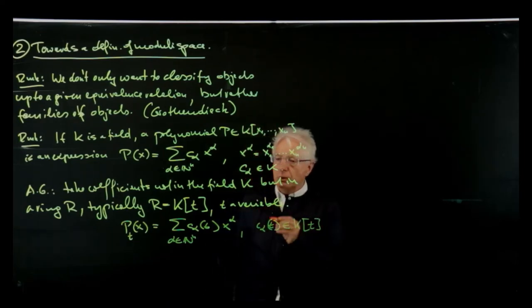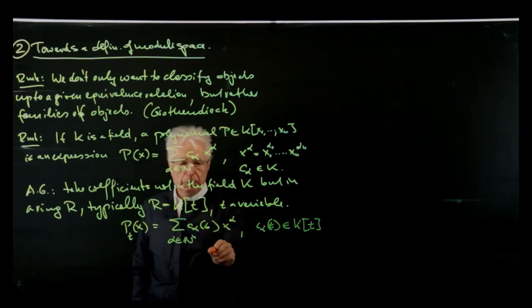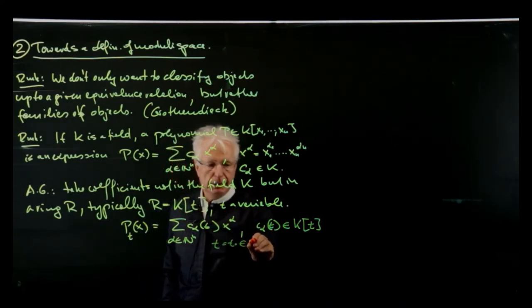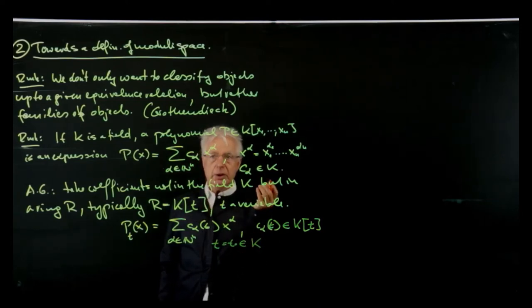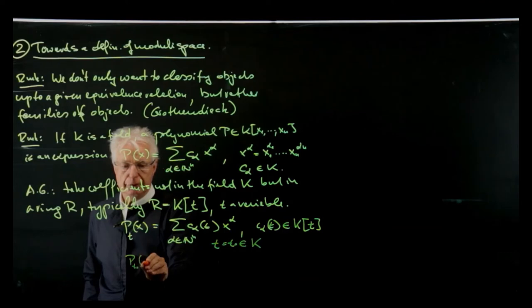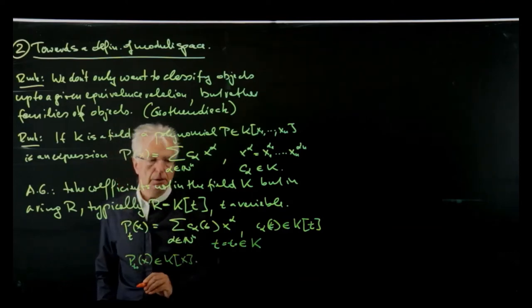So this is now already a family in the sense of Grothendieck. And whenever we take t equals t0, an element in K, so if we specialize, we get, of course, p_t0 of x, which will be now a polynomial in K. Okay?